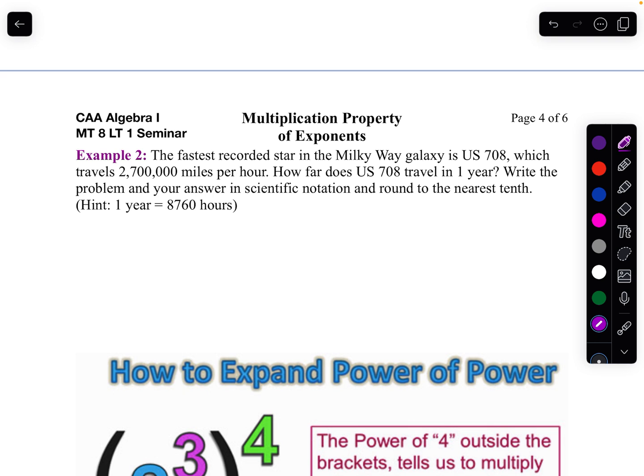So I'm going to take 2,700,000 and write that in scientific notation. If you remember from science class, I want to put my decimal so that my first number is between 1 and 10. So I'm going to say 2.7 times, notice I'm moving it 6 places, so it's times 10 to the 6.